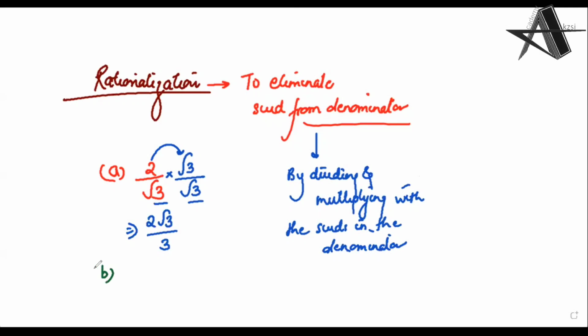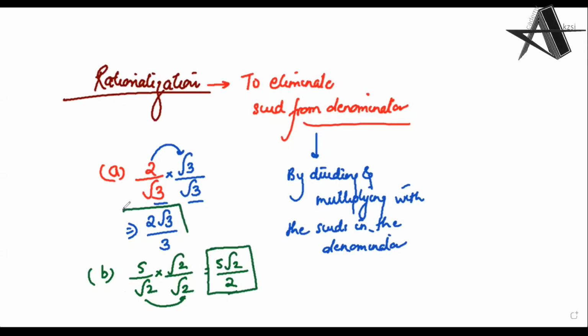Similarly, suppose it's 5 over root 2. The first thing is to check the denominator. In the denominator, there is a surd number which is not acceptable at all. So divide and multiply with root 2. The answer will be 5 root 2 over 2, because root 2 times root 2 will give you just 2, and 5 times root 2 will give you 5 root 2. This will be your final answer. Note this down quickly and you go.